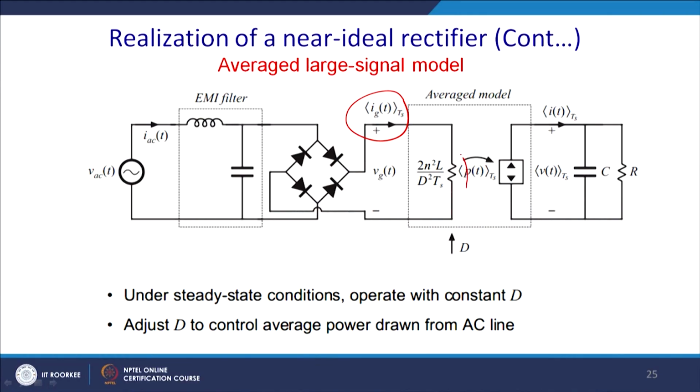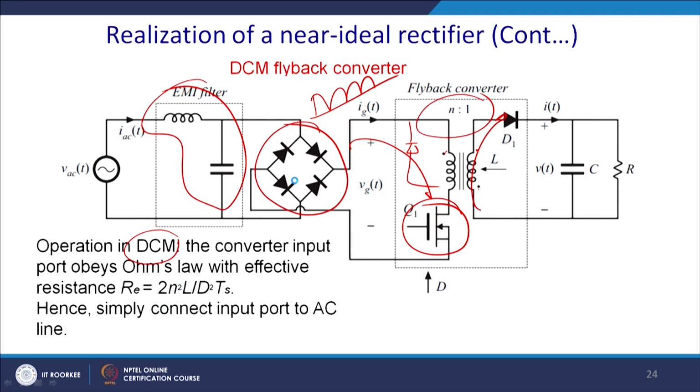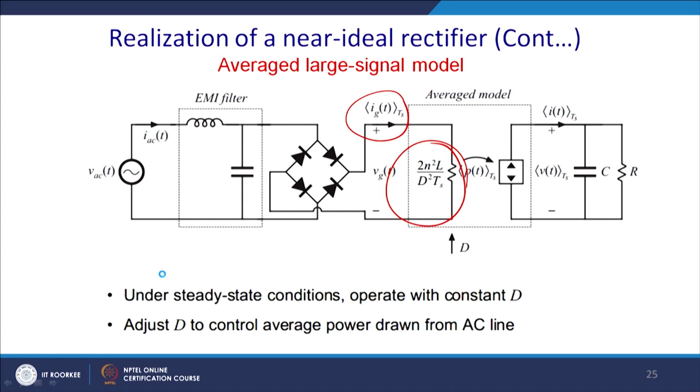In the same way as we have done, the IG is flowing, and here we will change this transformer and switch to the equivalent resistance RE, whose value is given by this. It is n square L over D square Ts, and power will flow to the secondary, that will be given by V into I, which will be equal to R. Please understand that a capacitor is placed here to smooth out the ripple in the DC, but there is no bulky input capacitor on the AC side or the rippled DC side.